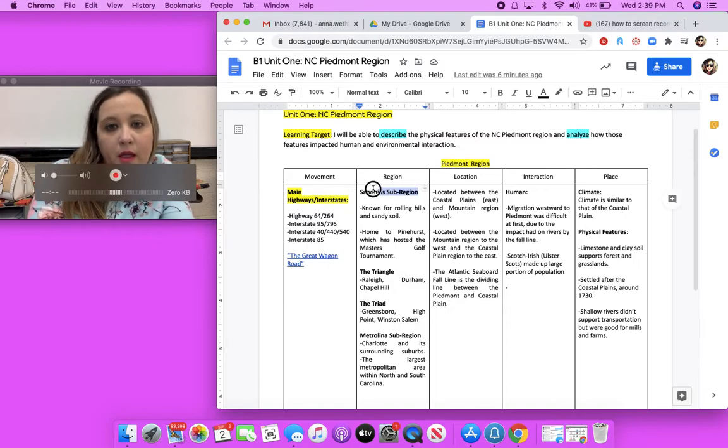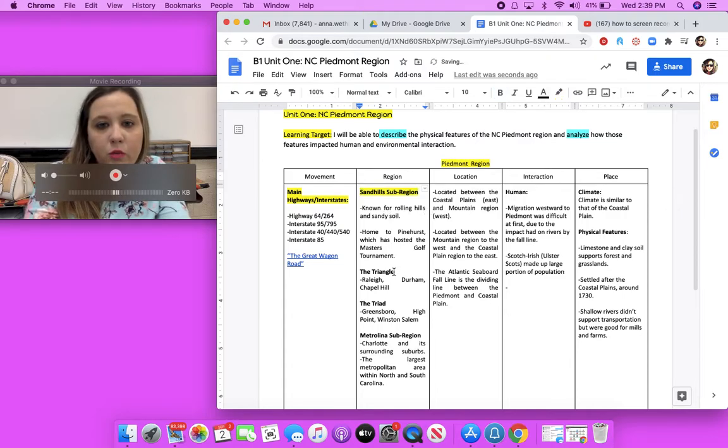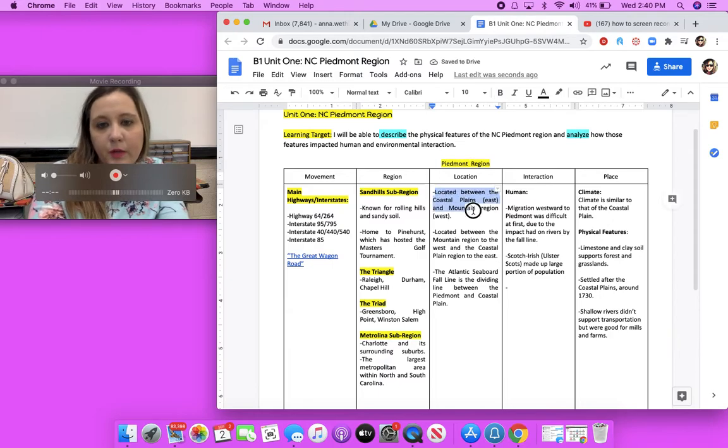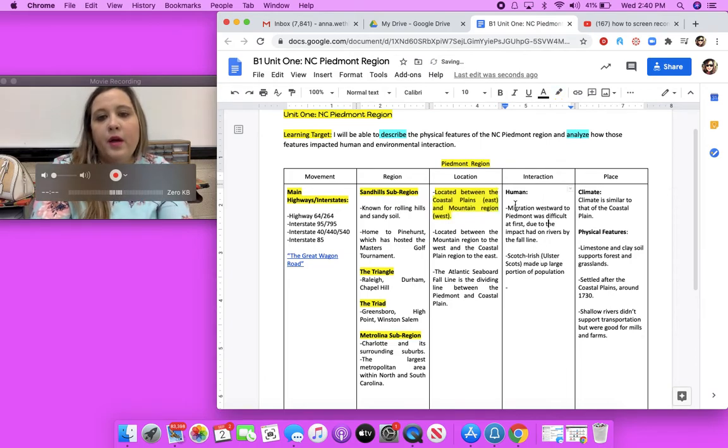So really quickly, let me throw some highlighting in here since I got carried away talking. Here are your regions. I'll highlight the Triangle, Triad, and Metrolina. And over here on location, I don't want to highlight everything. So by location, we want to note that it's located between the coastal plains and mountain region. We need to remember that migration westward to the Piedmont was difficult at first, meaning during settlement time.